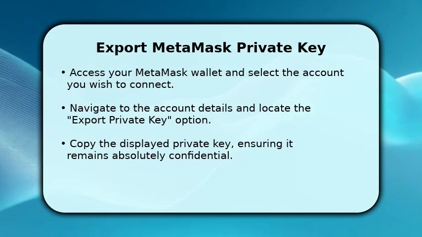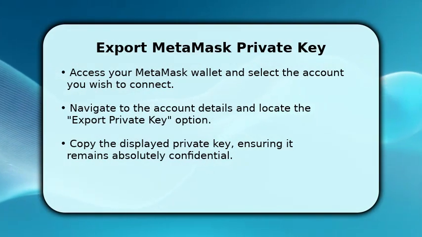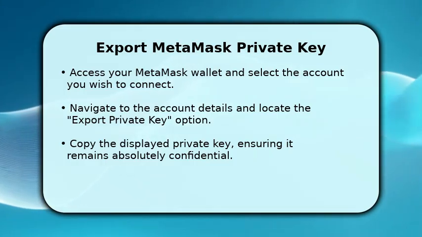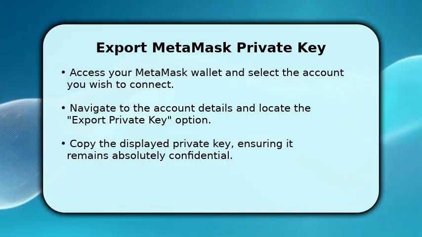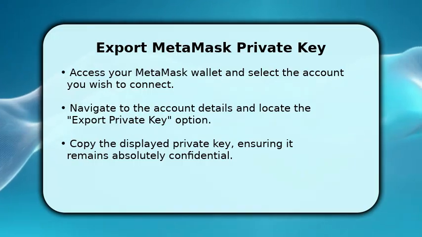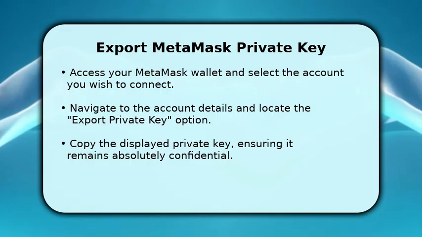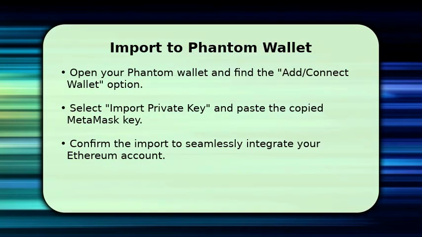First, open your MetaMask wallet and select the specific account you want to connect. Click on the three dots next to your account name, then choose Account Details. From there, you will see an option to export private key. Enter your password to reveal the key. Copy this string of characters carefully. It is extremely sensitive and should never be shared with anyone. Keep it secure.